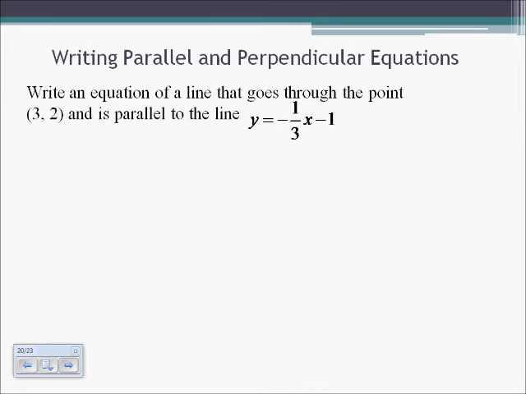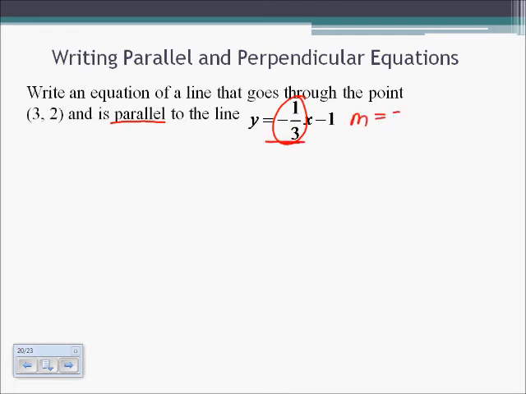We want to write an equation that is parallel to negative 1/3 x, that line. So y equals negative 1/3 x minus 1. We want an equation of a line that's parallel to that one. So the only thing we really need to look at is the slope itself, and the slope is negative 1/3.